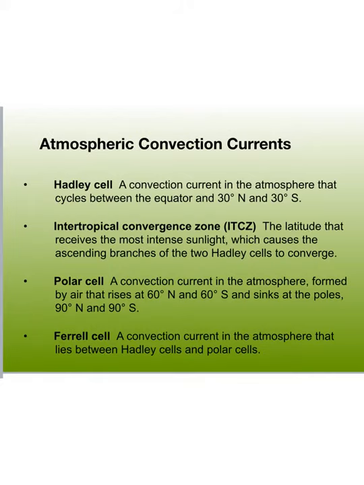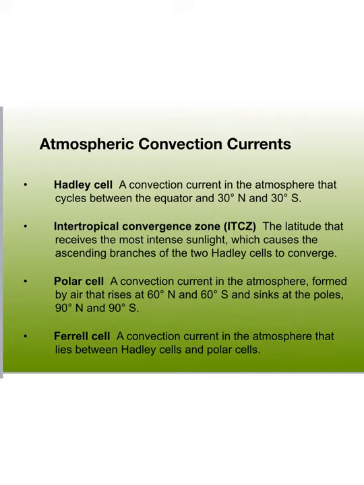It's the circulation of these Hadley cells that is driven by the intense solar energy that strikes the Earth directly near the equator. So the latitude that receives the most intense sunlight, which causes these ascending branches of atmosphere to come off of the two Hadley cells as they converge, is what we call the intertropical convergence zone. It's a mouthful. I'll show you the diagram here in a minute.